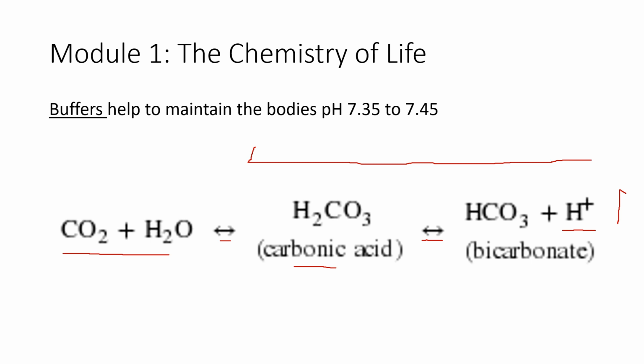What happens if the hydrogen ion concentration goes down? Well, the opposite happens. This equation goes in this direction, and carbon dioxide and water forms carbonic acid. The carbonic acid then dissociates, and we can then increase the amount of hydrogen ions back to where it should be. This is a buffer.